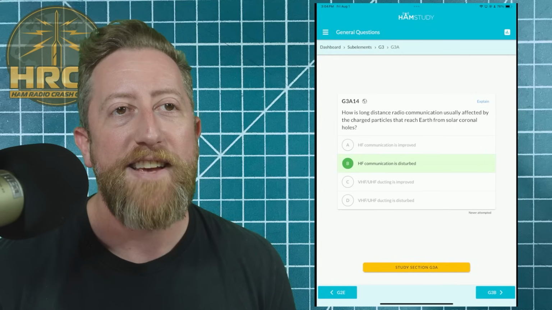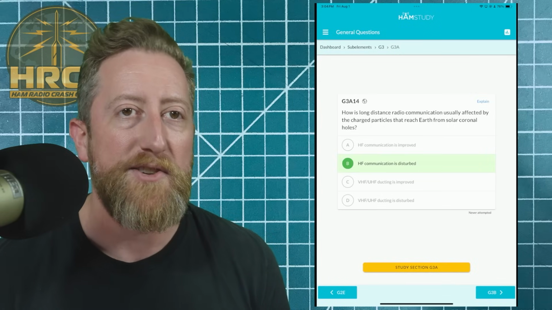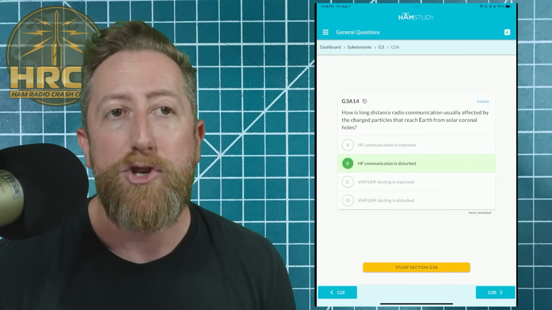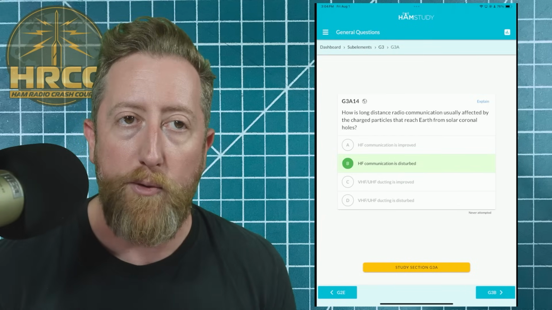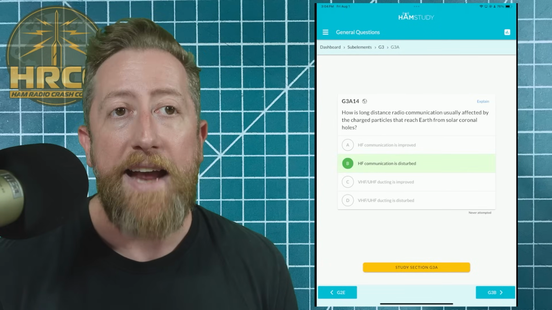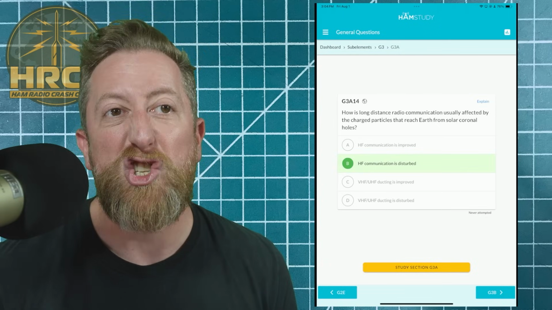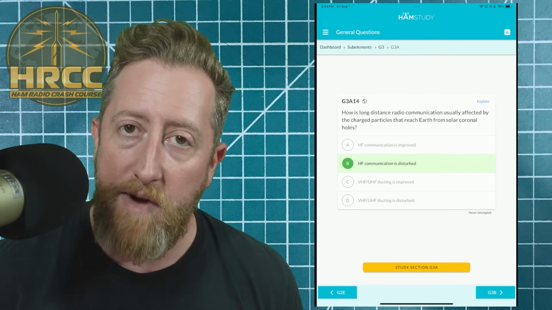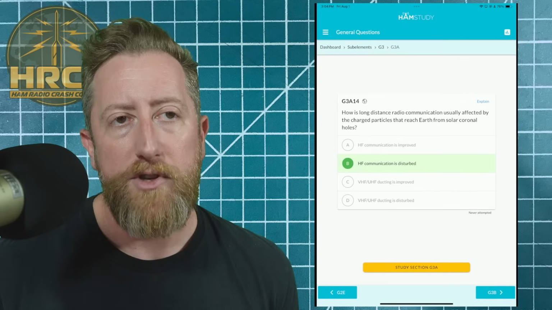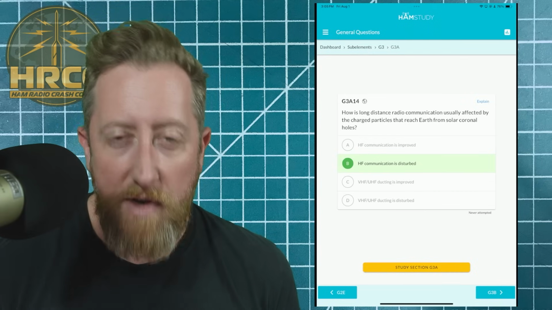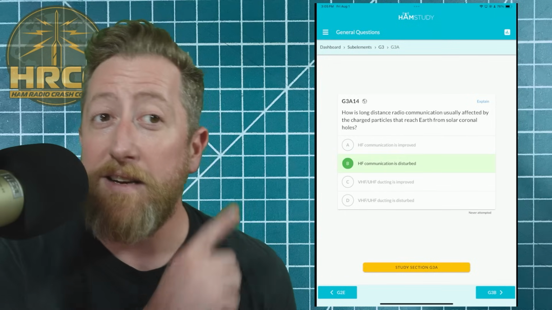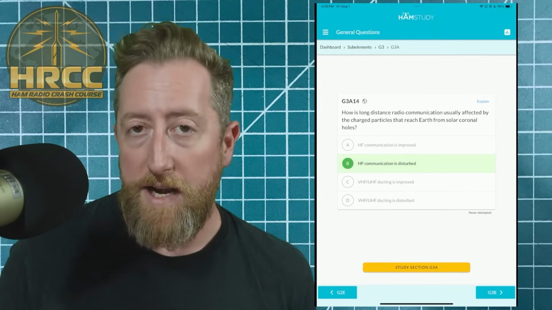Question 14. How is long-distance radio communications usually affected by the charged particles that reach Earth from solar coronal holes? B. HF communication is disturbed. So keep that in mind, something to remember. So anytime there's a coronal mass ejection, then you can expect that there'll be some kind of effect to high frequency, that's what HF stands for, radio propagation.